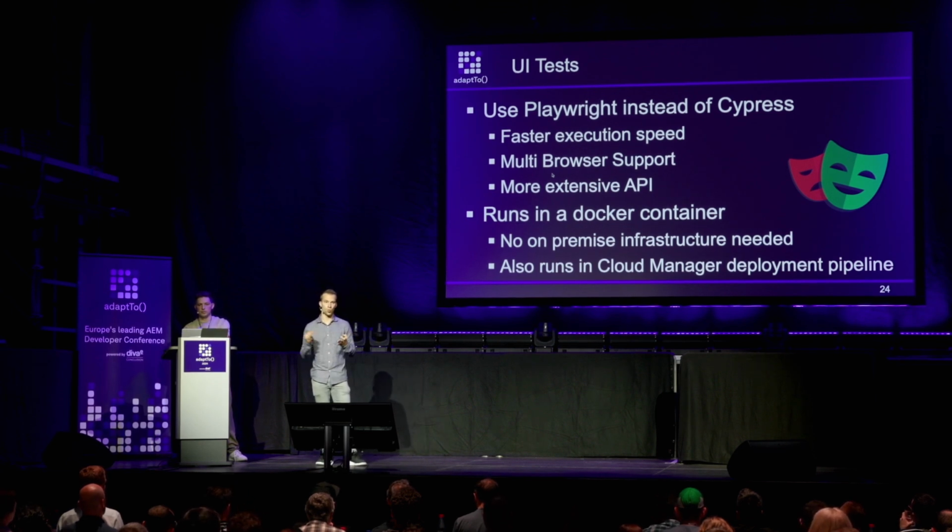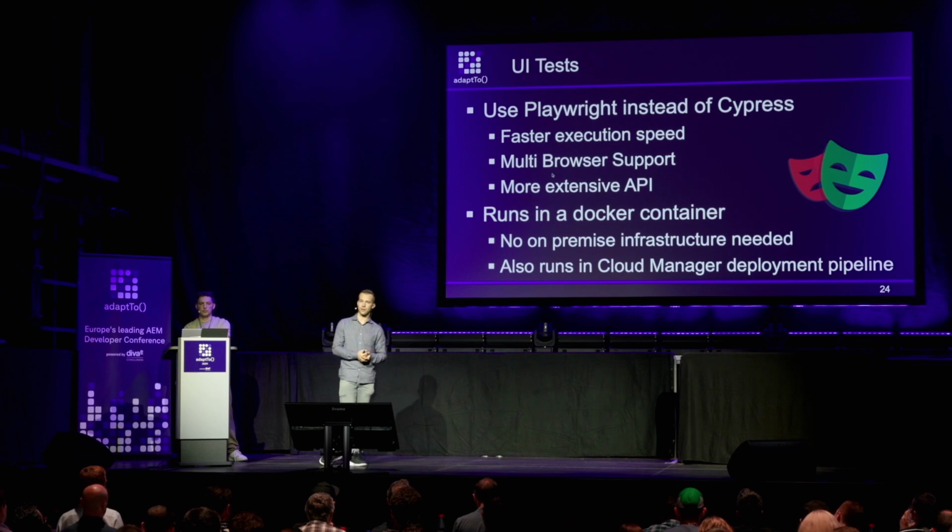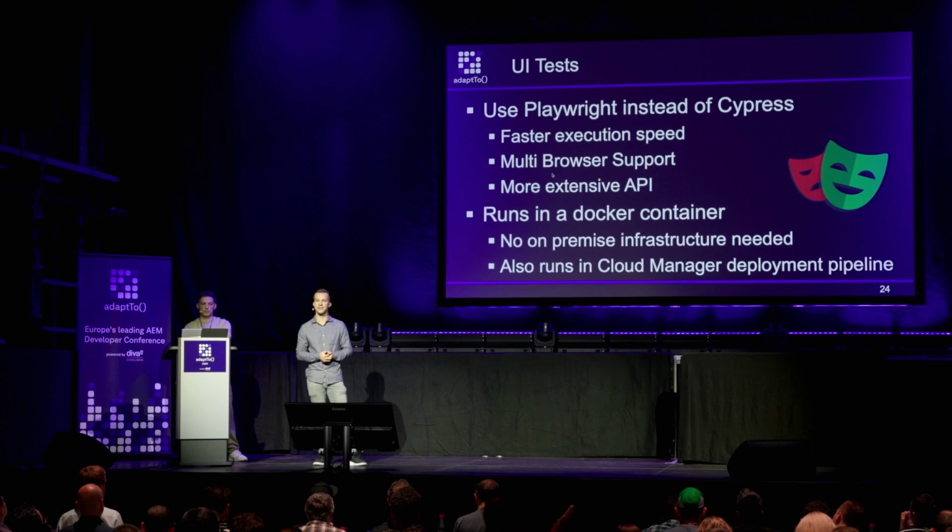How to run it? We simply run it in a Docker container using an internal tool developed by Adobe. It's in closed beta. It's called Evergreen as a Service. And we simply need to build a Docker image and push it to a registry managed by Adobe. In this way, we don't need on-premise infrastructure. In this way, our UI tests are run in the Cloud Manager deployment pipeline, and in the same way, it's also run locally and on the RDE.